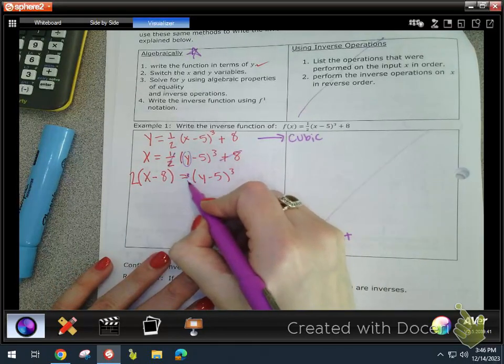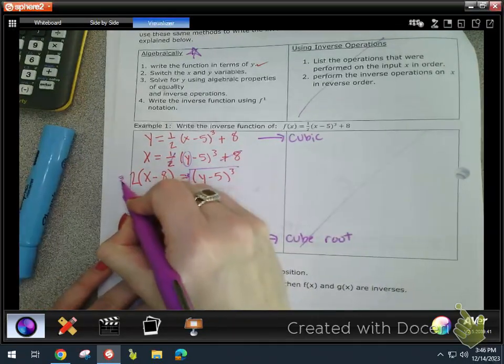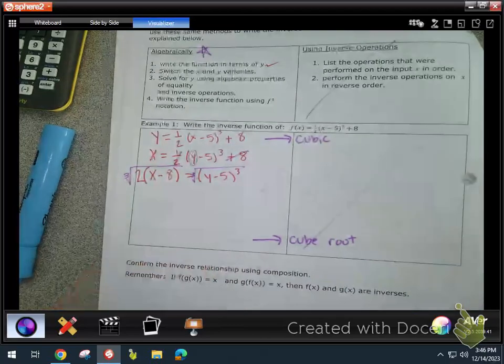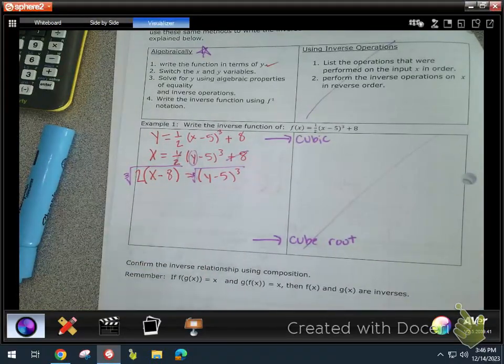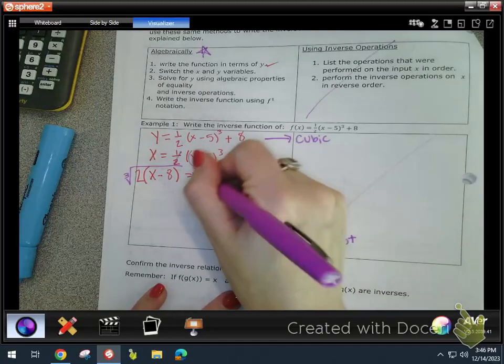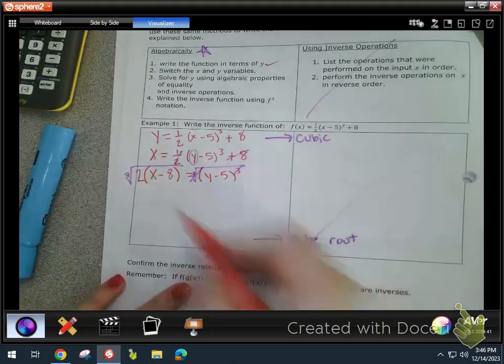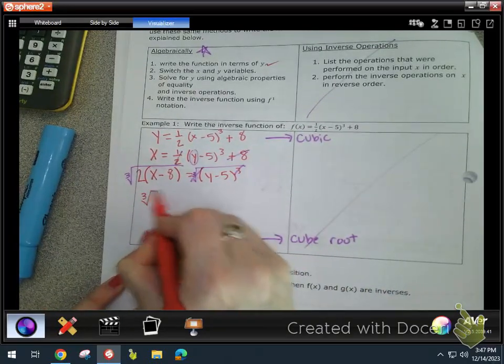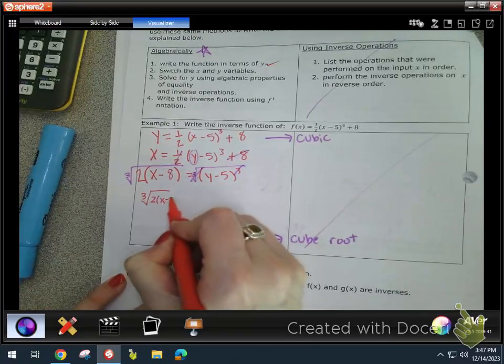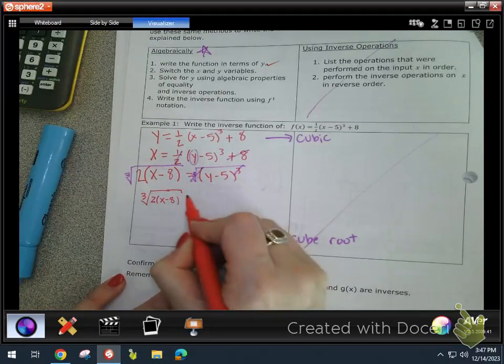Cube root. And so what I do to one side, I have to do to the other. And notice I put that whole 2 times x minus 8 in there. And that's going to unravel my to the third power right here. So I have cube root 2 times x minus 8. You could distribute that too. I don't need you to.